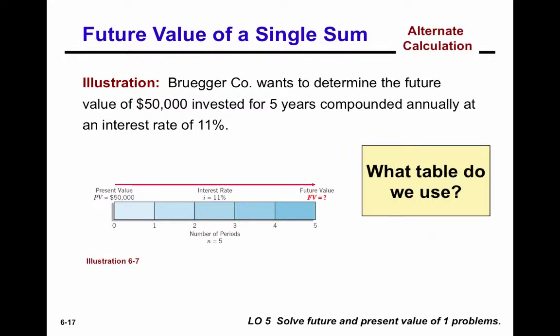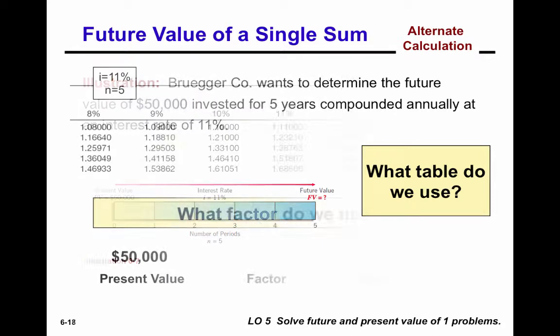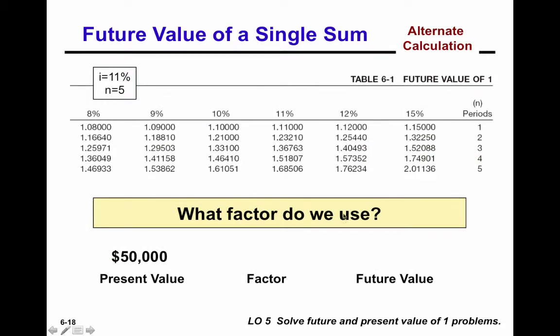It says alternate calculation. The reality is this is just doing it with the table. So in the table, because this is 11% compounded annually, you're looking at the 11% column, you're looking at the 5-year period, and you come up with a factor of 1.68506. You'll recall that that was the 1.11 raised to the fifth power. So you get the same result. Of course, all this is subject to rounding error, this being 5 decimal places versus the 4 that you have in your textbook.